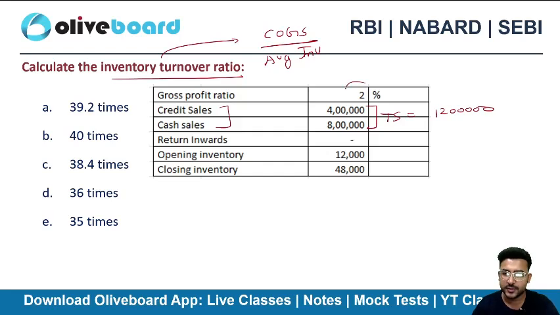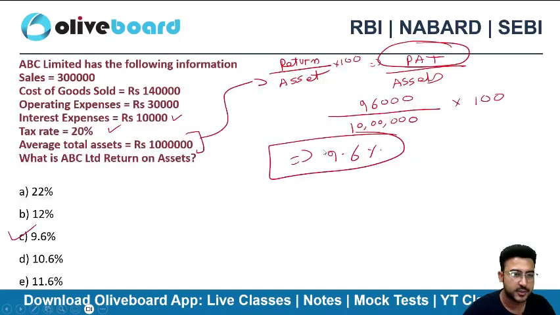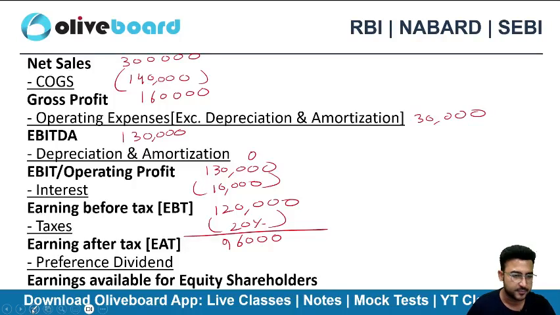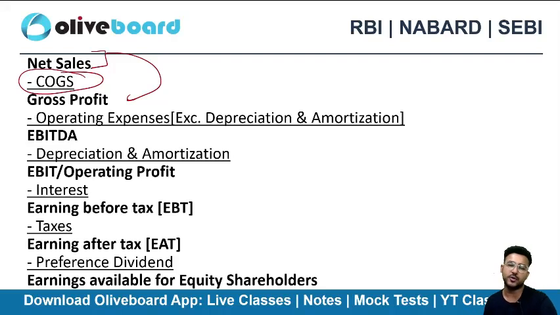So from these two things, I can calculate my cost of the goods sold, right? My total sales minus my gross profit will be my cost of the goods sold. That's what we can see here in this particular chart as well. My total sales minus my gross profit will give me the cost of the goods sold.